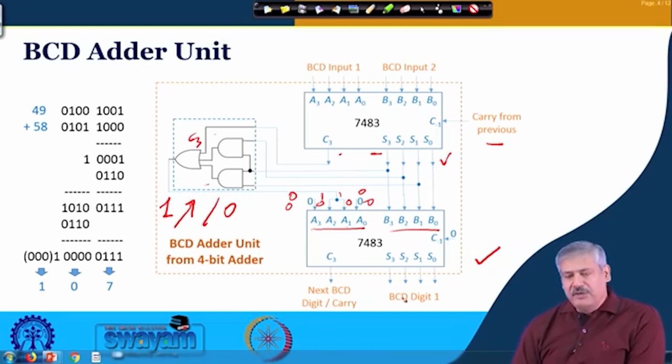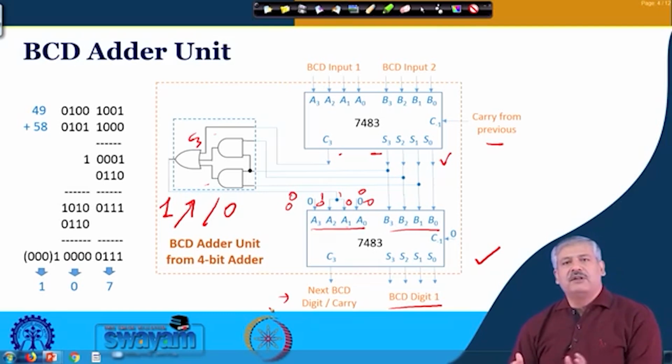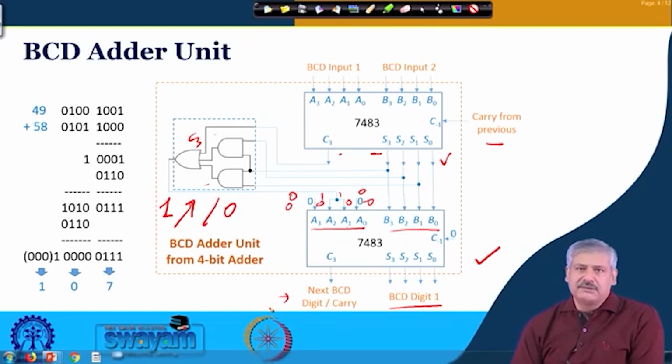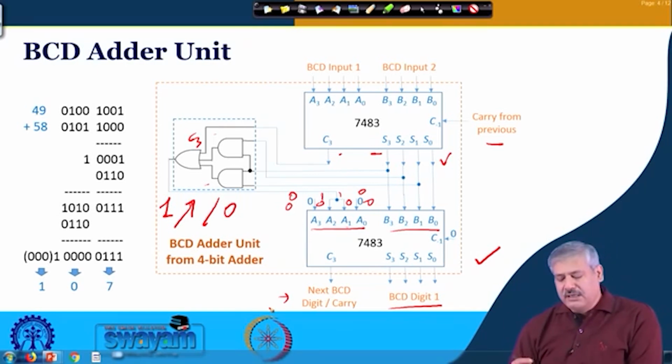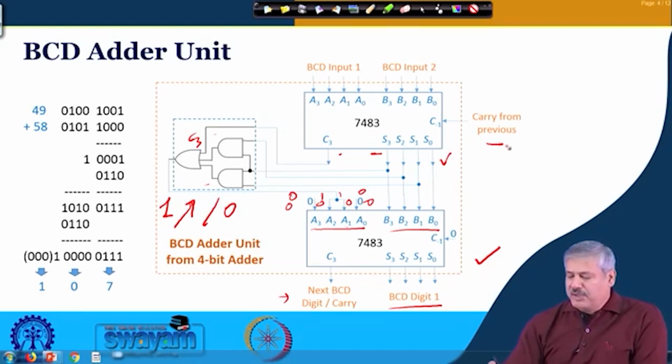So the final thing will be the BCD digit, and if there is a carry, that carry will be displayed with leading zeros the way I had shown. Otherwise, if another BCD number is getting added, like the 53 example I had given before, then this carry will be taken to the next BCD adder unit, okay. So there it will be given as input. Is it clear? So this is how one unit of BCD adder will act.